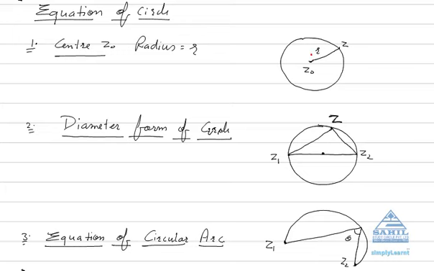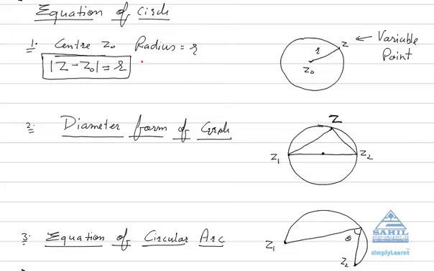Now the center is z0 and the point on the periphery of the circle is z. That is a variable point. Now you just see that the distance of z from z0 is always equal to r. So what do you mean by this? It is mod of z minus z0 equals r. This is the equation of a circle in complex numbers.